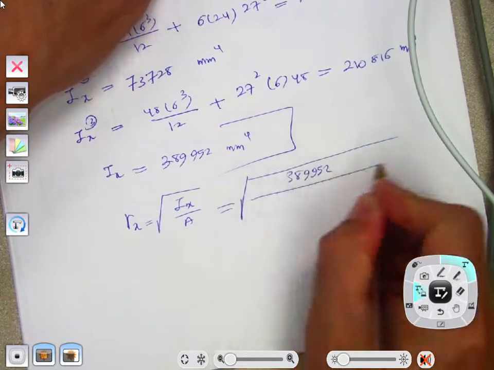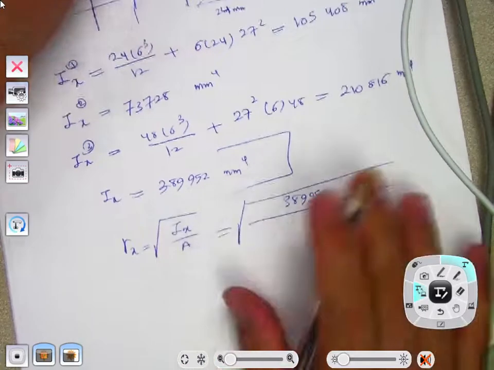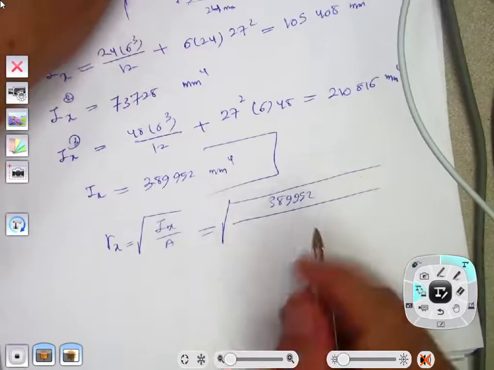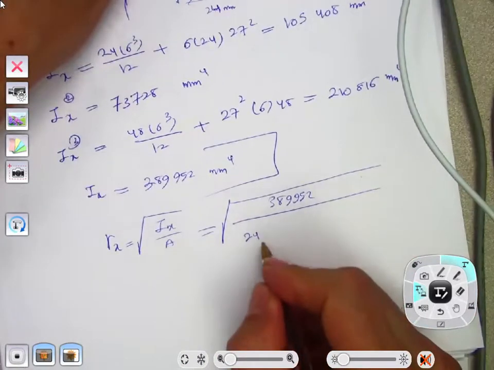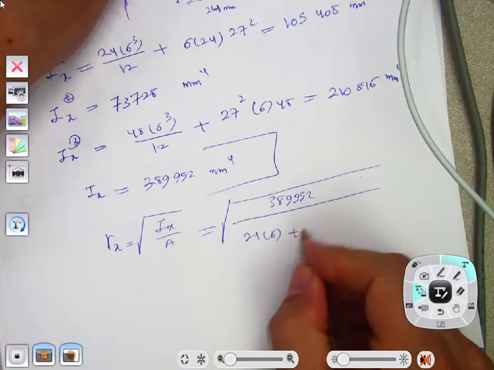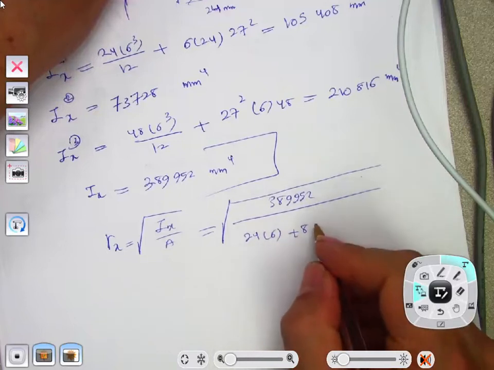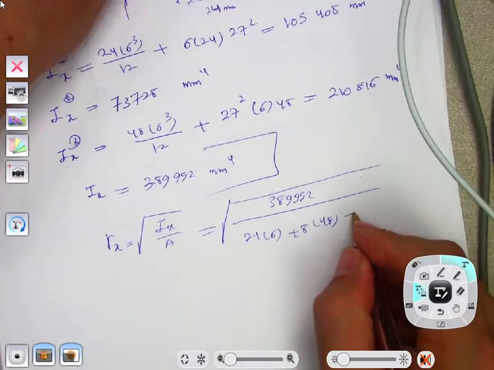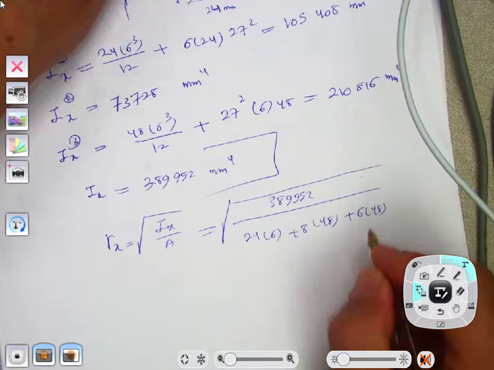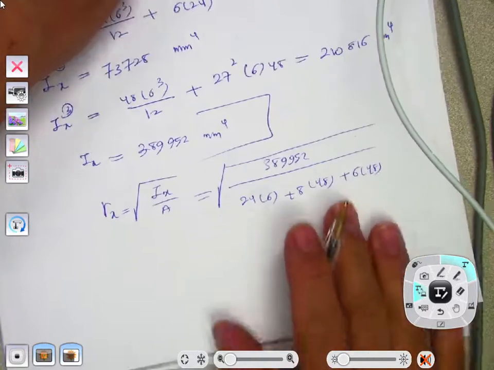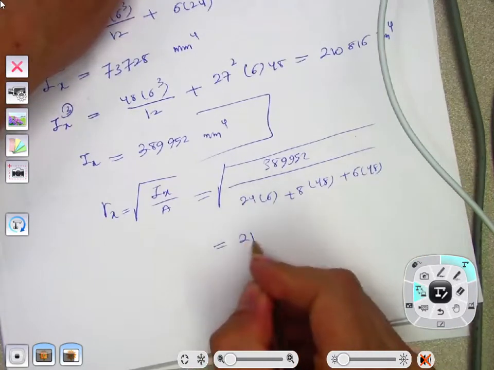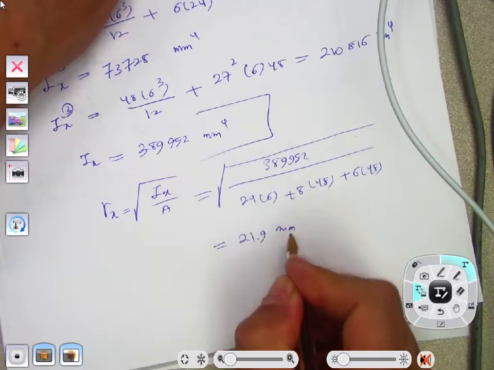389,952. What is the area? It is 24 times 6 plus 8 times 48 plus 6 times 48. This is the total area. So if you do that, you're going to find 21.9 millimeters.